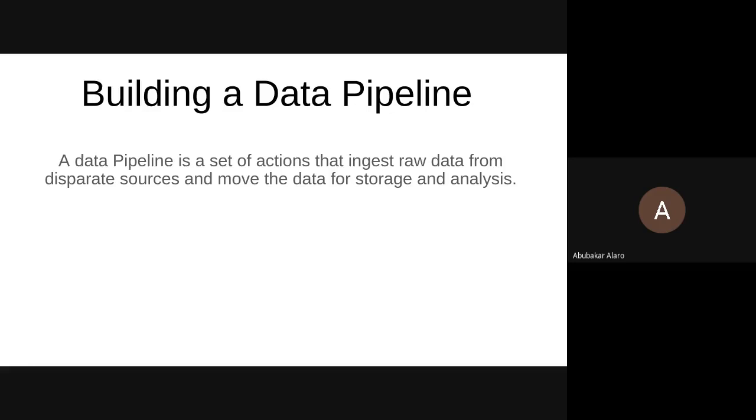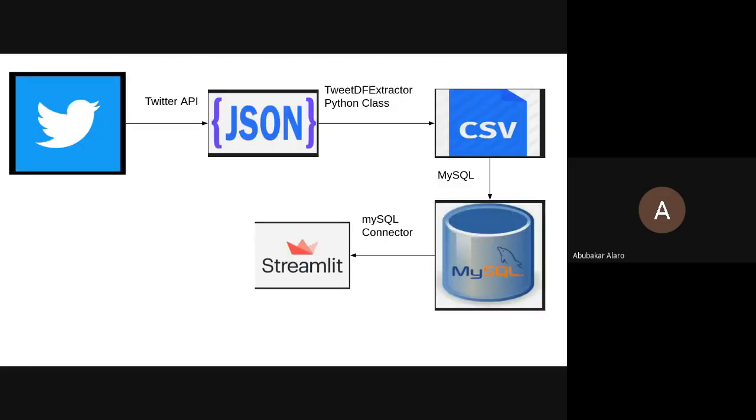Building a data pipeline. A data pipeline, as you see, is a set of actions that ingest raw data from disparate sources and move the data for storage and analysis. So what this is saying is that data can be stored or is residing somewhere. For instance, Twitter data that is residing in the Twitter data store, which is a NoSQL data store.